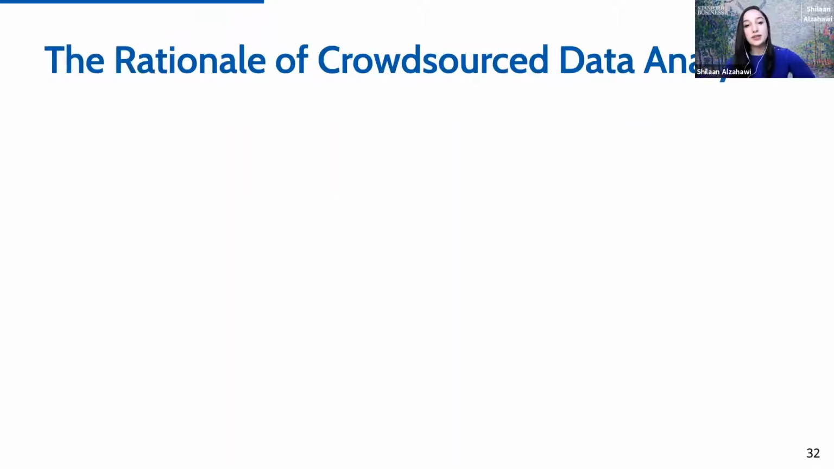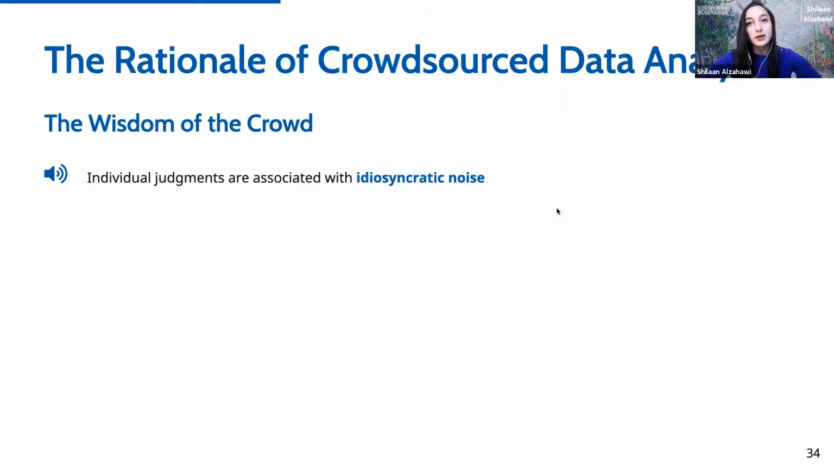So what is the rationale of crowdsourced data analysis? Why should we be convinced by its findings? The phenomenon that underlies crowd science in general is known as the wisdom of the crowd. We know that individual judgments are associated with error, with idiosyncratic noise, but we also know that when we average over many judgments, we can cancel some of that noise.